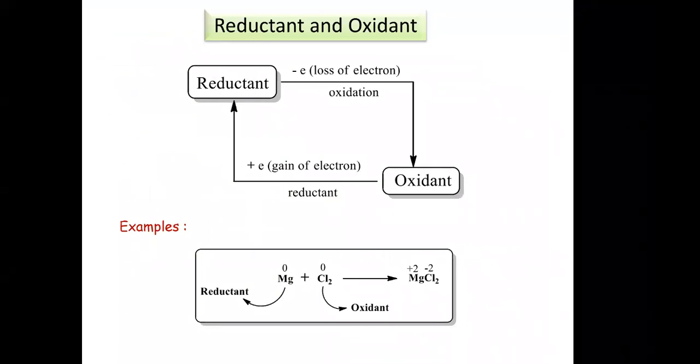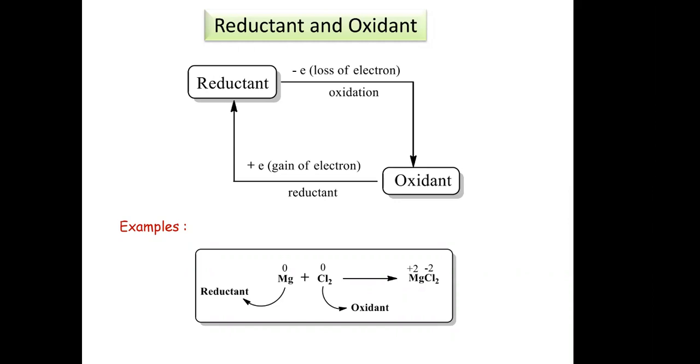Now, what is oxidant and what is reductant? Oxidant is the oxidizing agent. It oxidizes other substrate and itself reduces to a lower oxidation state. Whereas reductant is the reducing agent, which reduces other substrate and itself oxidizes to a higher oxidation state.